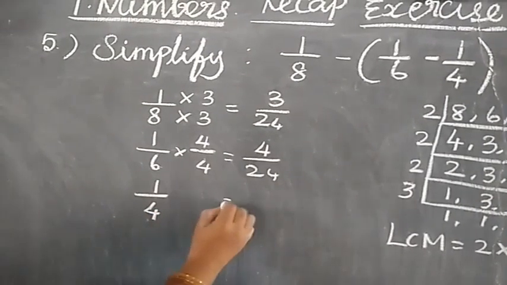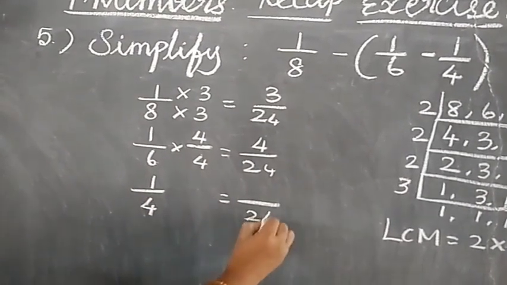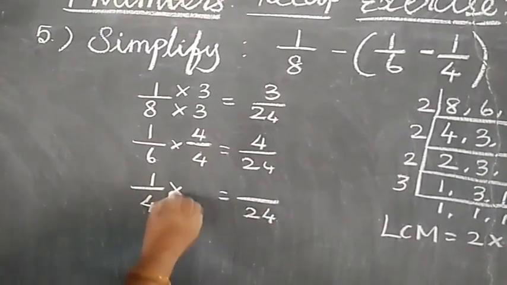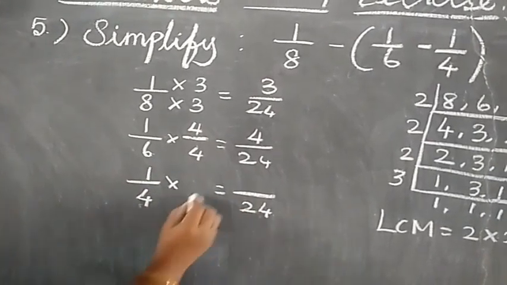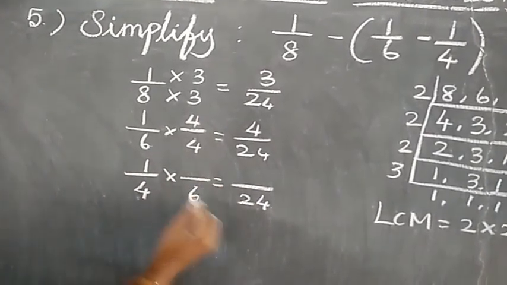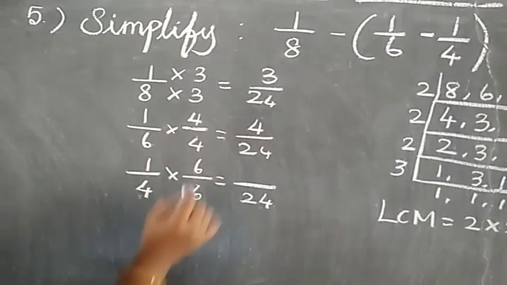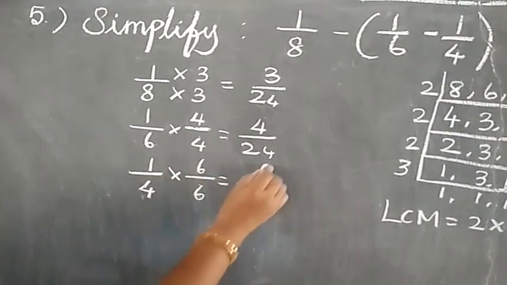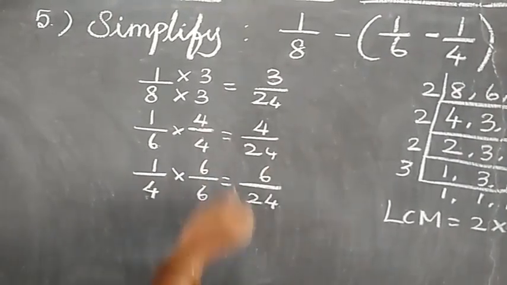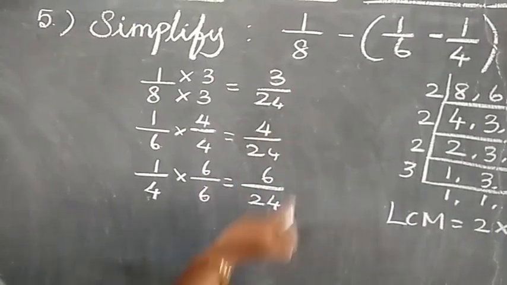Next, 1 by 4. The third fraction is 1 by 4. Change the denominator into 24. How many 4s are 24? 6 4s are 24. So the numerator is also multiplied by 6. 1 6 is 6. Now we have changed them into like fractions and we simplify.